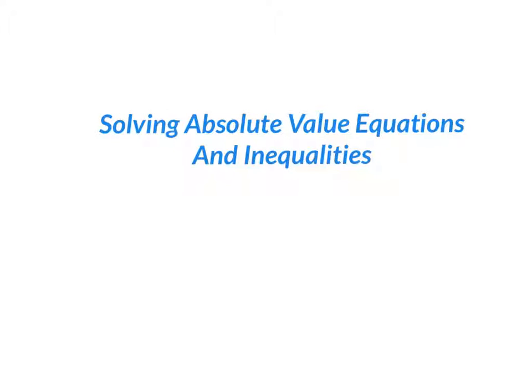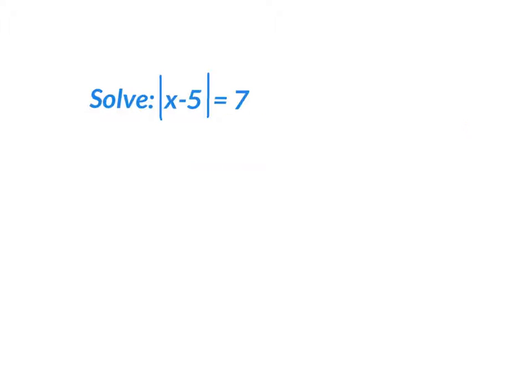All right, today we're going to be solving absolute value equations and inequalities. Not too bad, just watch closely, you should be good to go. First one, absolute value of x minus 5 equals 7.